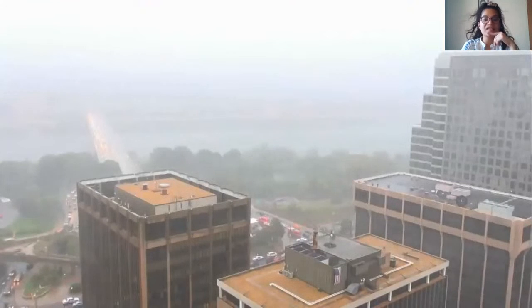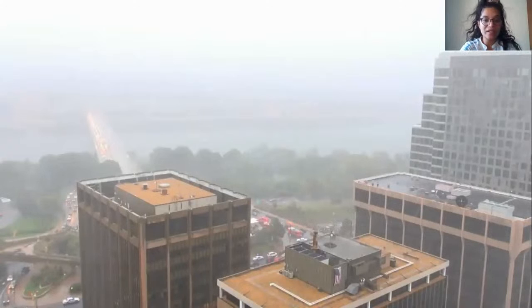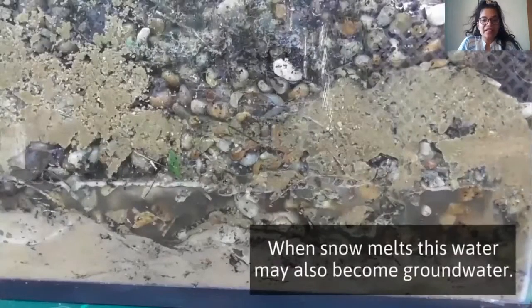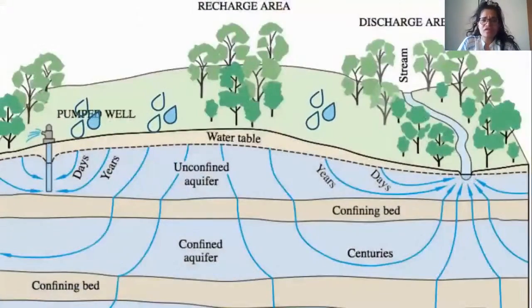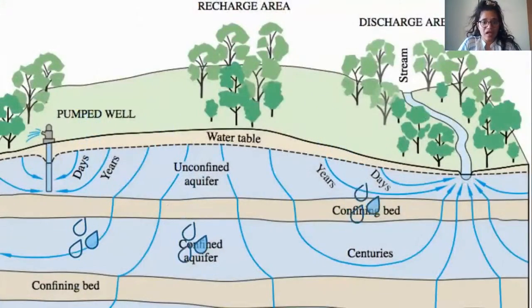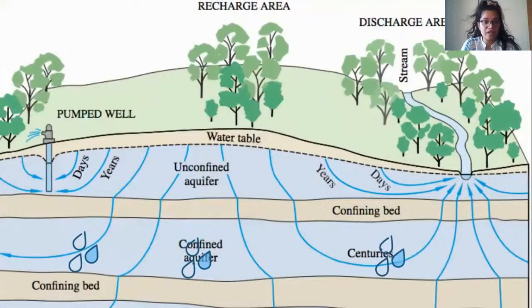When it rains, some of the water moves down into the ground. So what happens when it rains? Some of the water will move down into the ground. If this water moves deep enough, it can stay there for a long time, like thousands of years. So if it goes down, it's not only going to stay there for a few days, but thousands of years. However, not all groundwater stays underground.